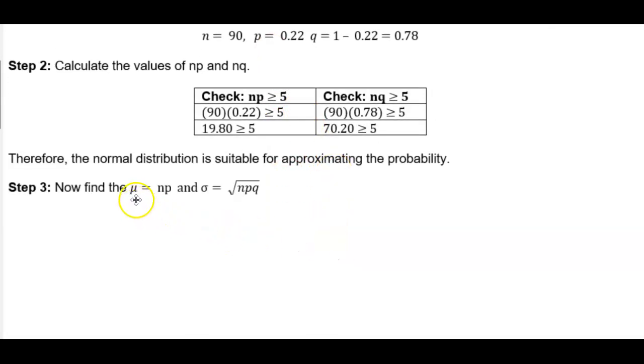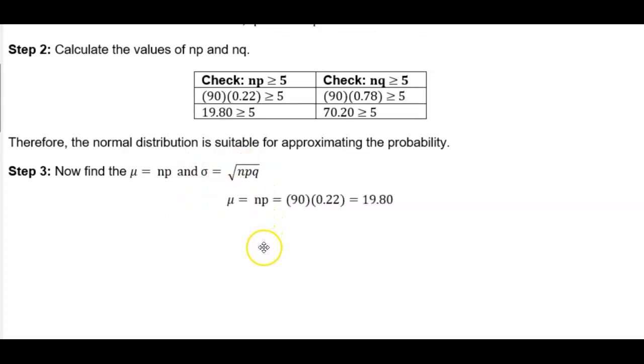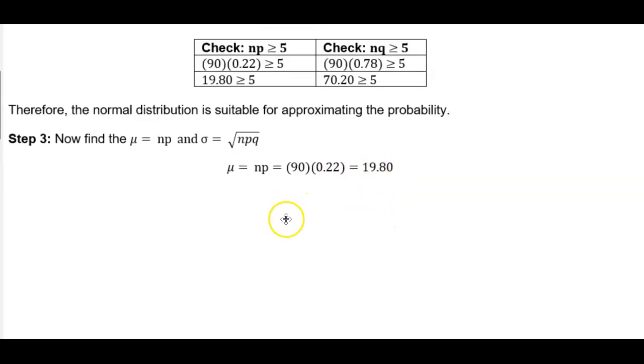Now we want to find the mean and the standard deviation. The mean is equal to n times p, and the standard deviation is equal to the square root of n times p times q. We've already found the mean, because 90 times 0.22 is equal to 19.80. The square root of n, which is 90, times p, which is 0.22, times q, 0.78, gives us the square root of 15.444, which rounded to 6 decimal places gives us a standard deviation of 3.929885.